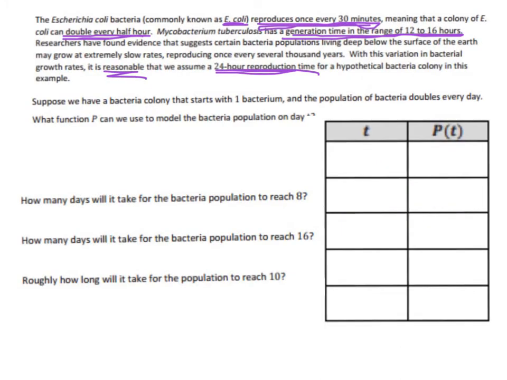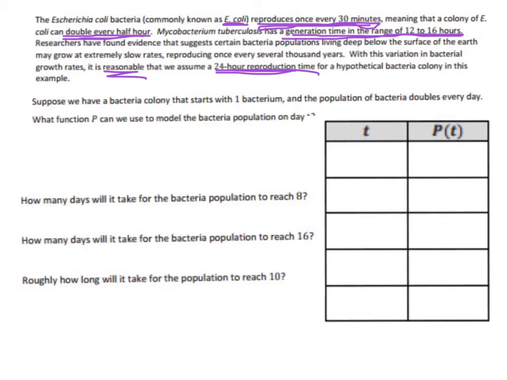Alright, so now you can read the paragraph yourself and pause the video, but basically they're talking about E. coli, which you've heard of before. It reproduces every 30 minutes, meaning the colony doubles every half hour. Generation time will range from 12 to 16 hours. Basically, it's going to exponentially keep growing. And they're talking about reasonable rates over a 24-hour reproduction period.